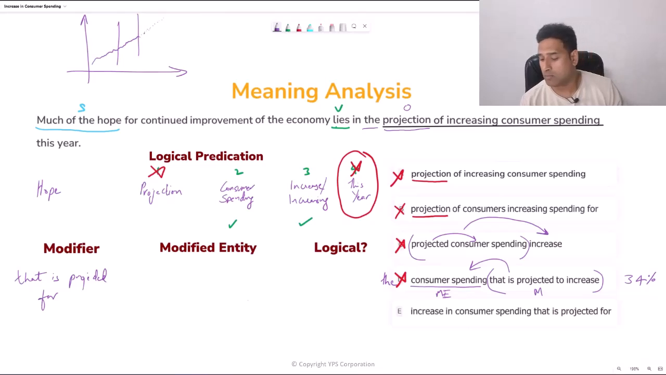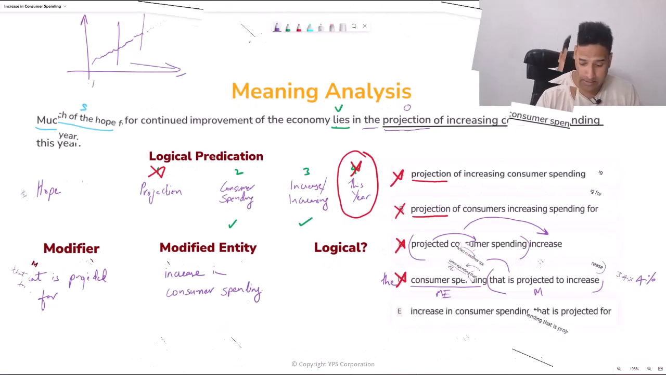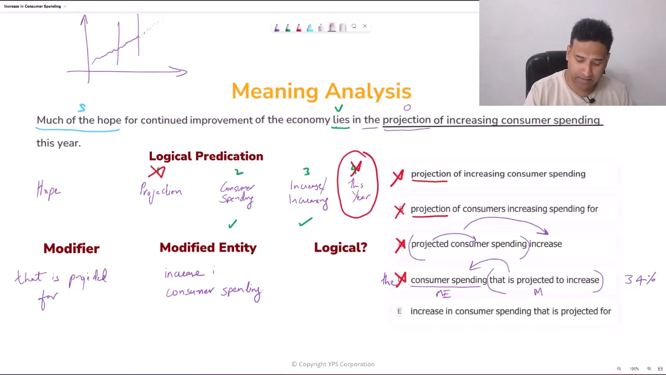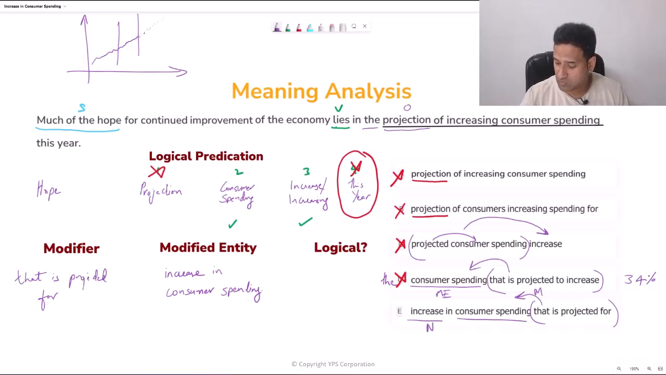Okay, what does it modify? We have a phrase which has 4 words in it. So "increase in consumer spending" is a 4-word noun phrase that is being modified by this relative clause. But the question at hand is, which of these two nouns, N1 and N2, does the relative pronoun "that" refer to?